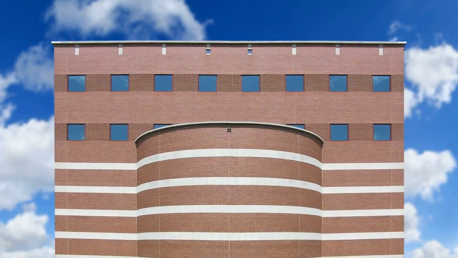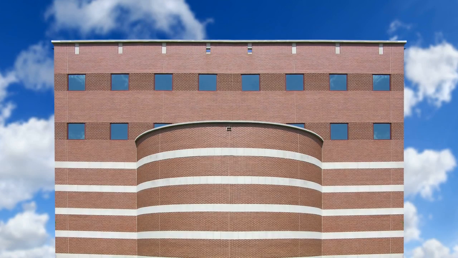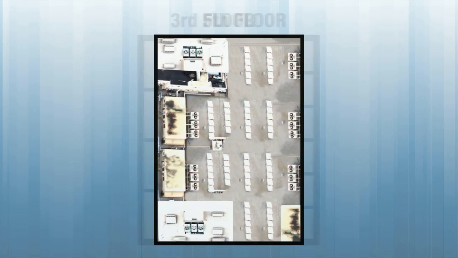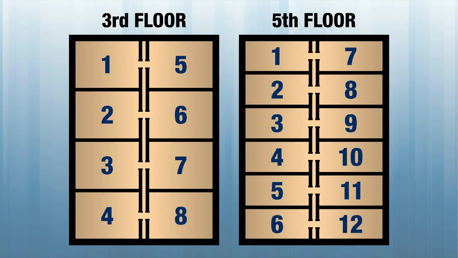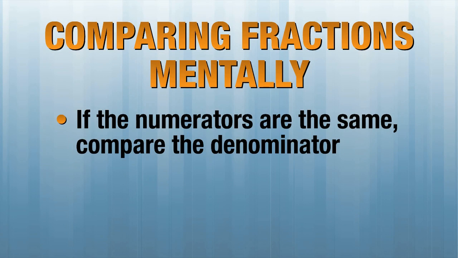For this problem, we know that the area of the floor is the same, but the number of individual offices, or the denominator, is different. The guys clean the same number of offices, but the size of the offices varies. This follows our rule. The more offices per floor, the larger the denominator. The larger the denominator, the smaller the individual office. When two fractions have the same numerators, you can compare the denominators to determine which is the larger fraction.